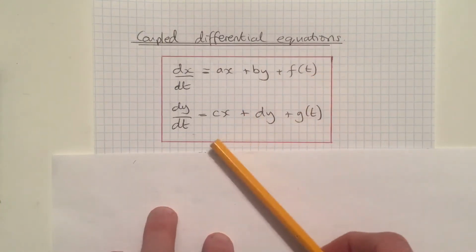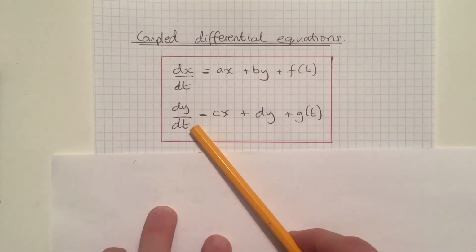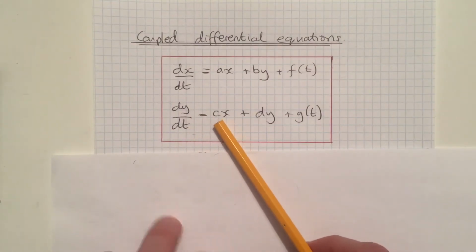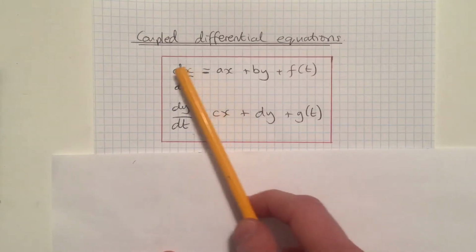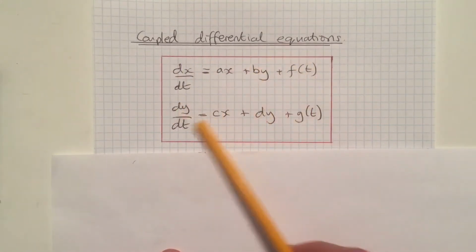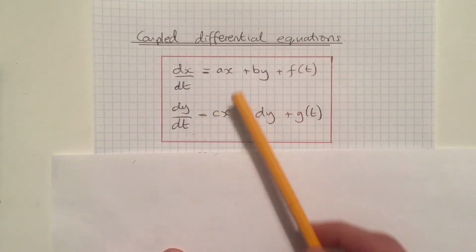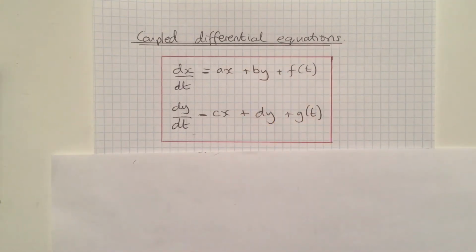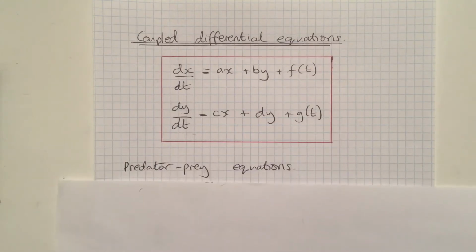And at the same time, the rate of change of the y function is also dependent on the x function. So the rate of change of x depends on y, and also the rate of change of y depends on x, hence why we call these coupled differential equations. An example of this could be predator-prey equations.